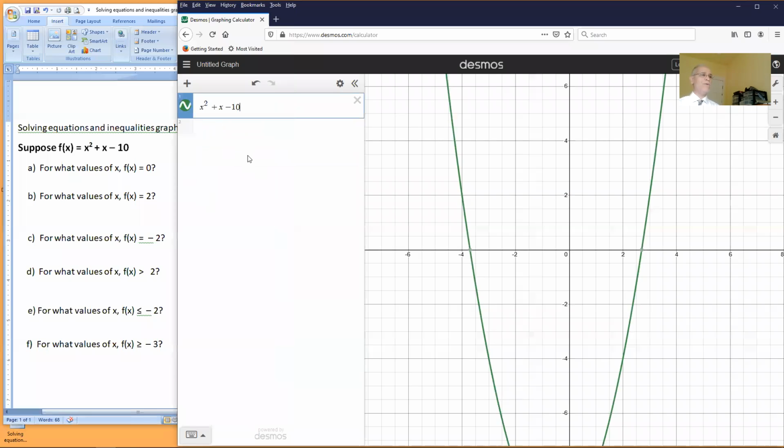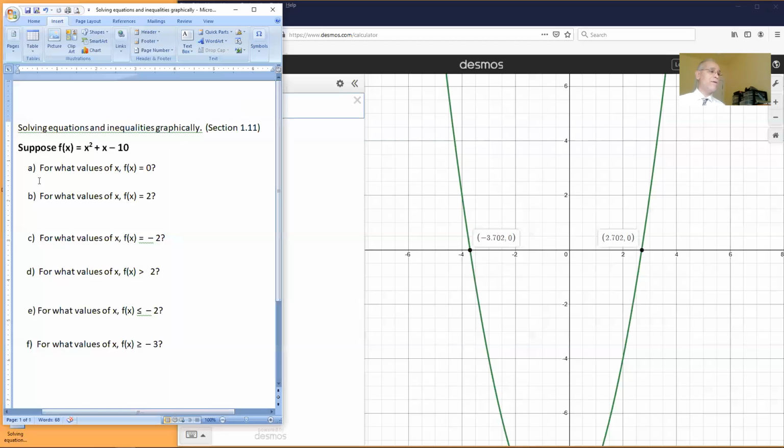Here's a graph of x squared plus x minus 10, a regular parabola. Part A is asking for what values of x, f of x equals 0. In other words, where are the x-intercepts? Where is the height of f of x 0? So f of x equals 0 at this point, negative 3.702, and this point, 2.702.